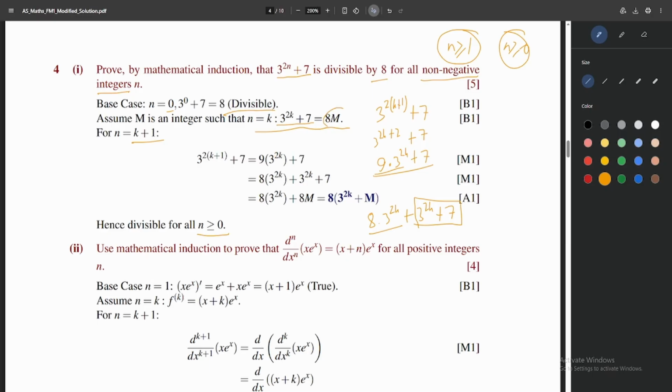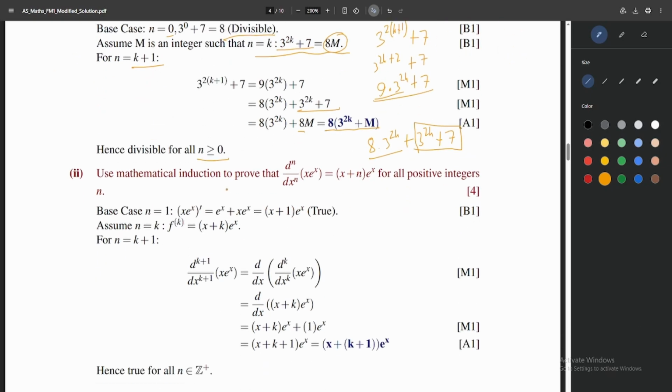You can also do it this way. It has an 8m, so it's just saying that any random integer times 8. This is true. So over here they replace this part with 8m, and then take 8 common. So this must be divisible by 8 for both of them.